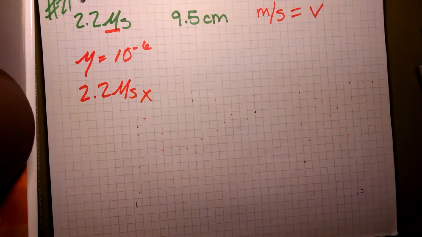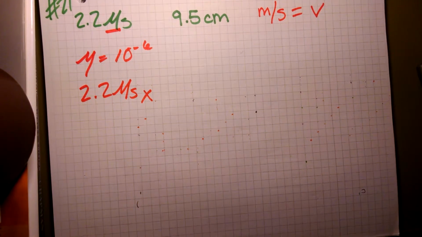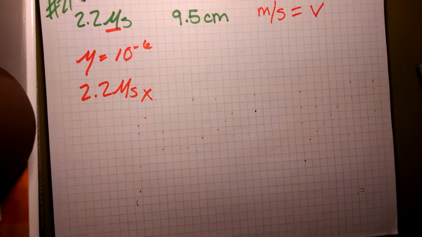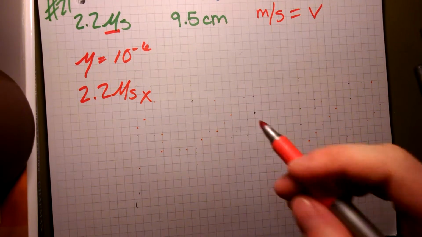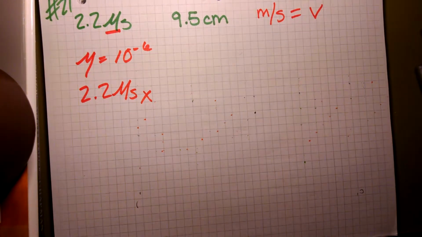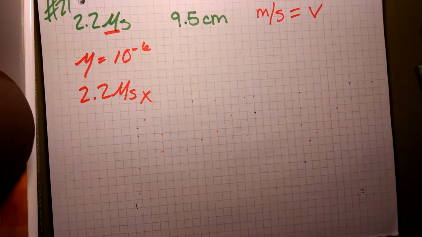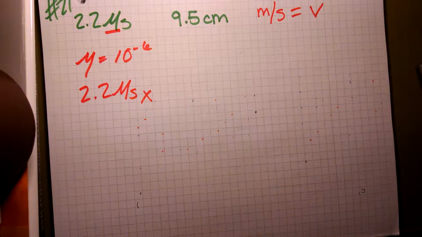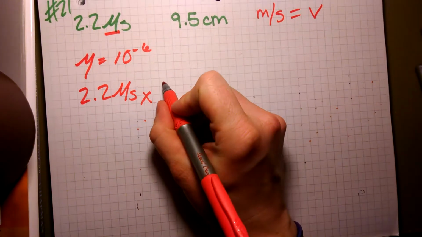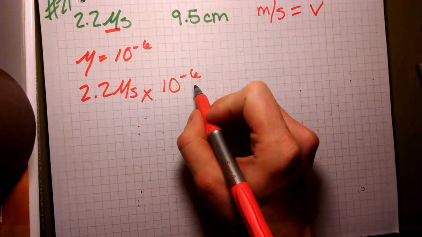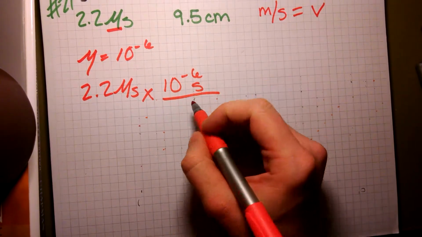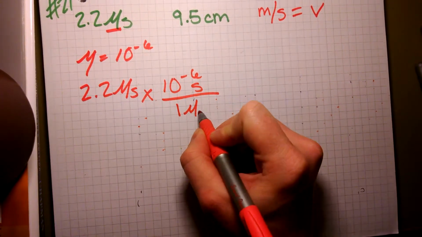times, let's see. Well, this number needs to get smaller because it's a smaller piece of a bigger second. That's what I mentally think. So I should be multiplying by a small number, not dividing by it. If I was dividing by a small number, then the number should get bigger. So we're going to have 10 to the negative 6 seconds. So there's 10 to the negative 6 seconds for every 1 microsecond.